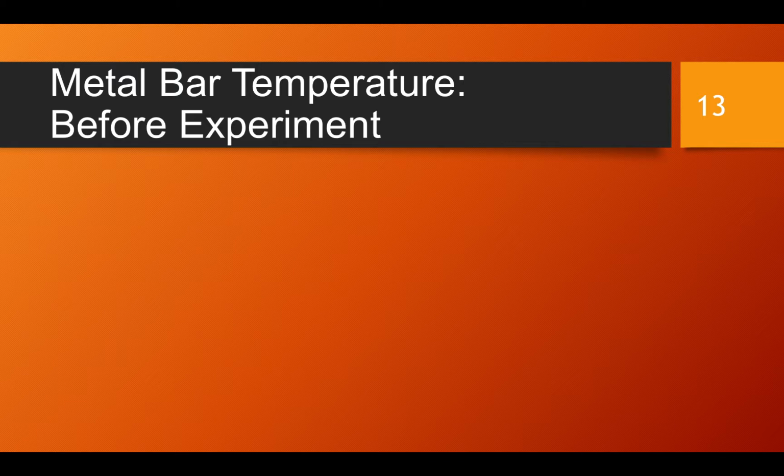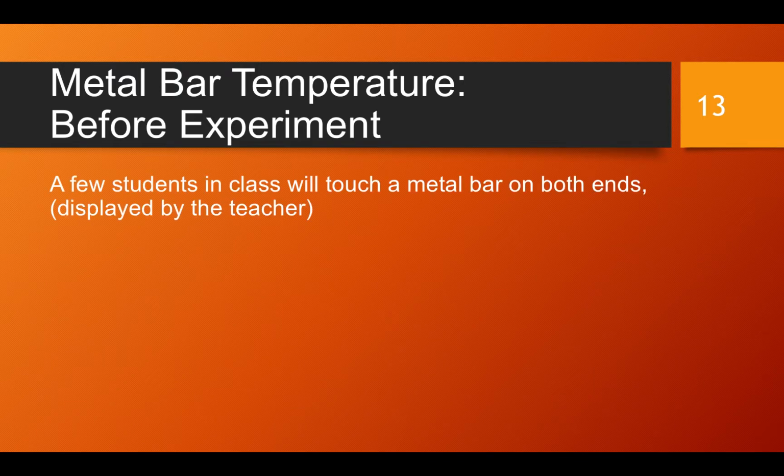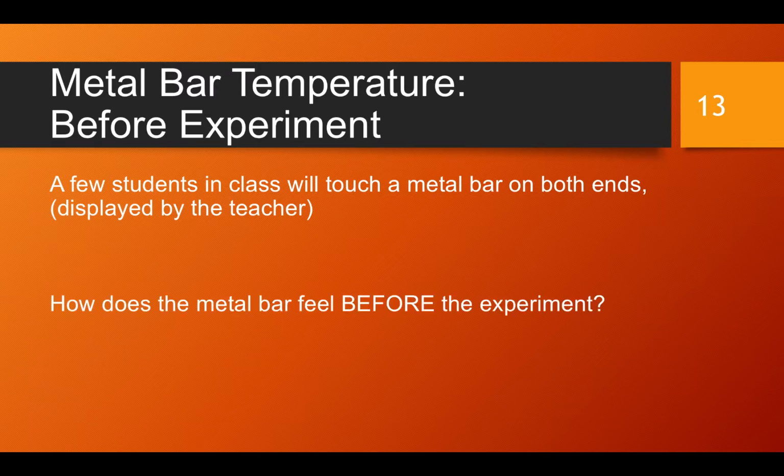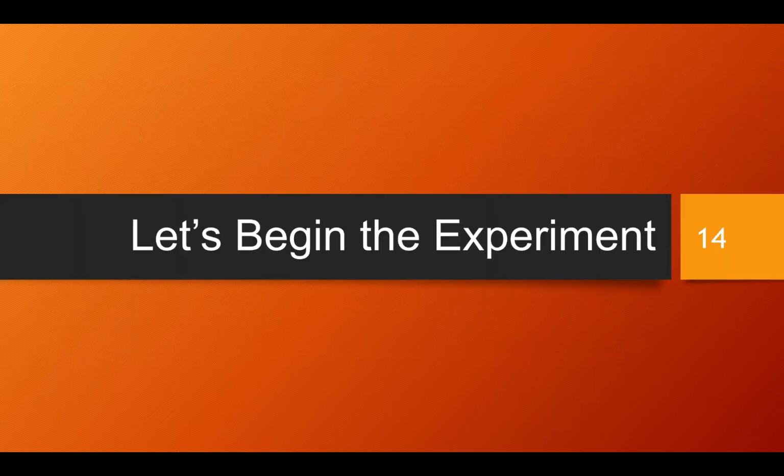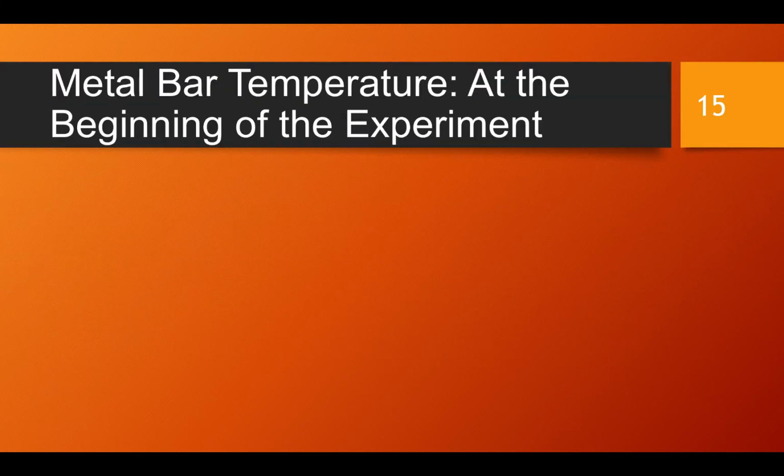So let's first take a look at what the metal bar feels like before the experiment begins. A few students in the class will touch a metal bar on both ends that's being displayed by your teacher. How does the metal bar feel before the experiment? The answer is that the metal bar feels the same on both ends of the bar. So let's begin the experiment.